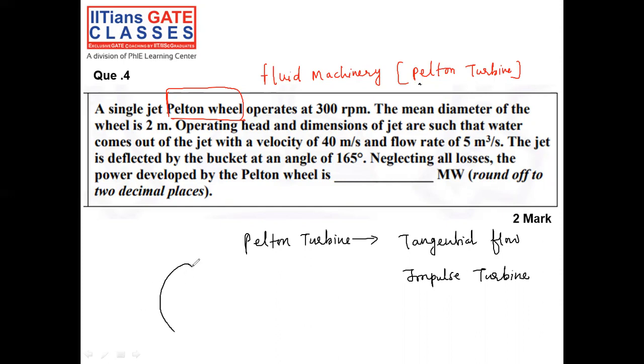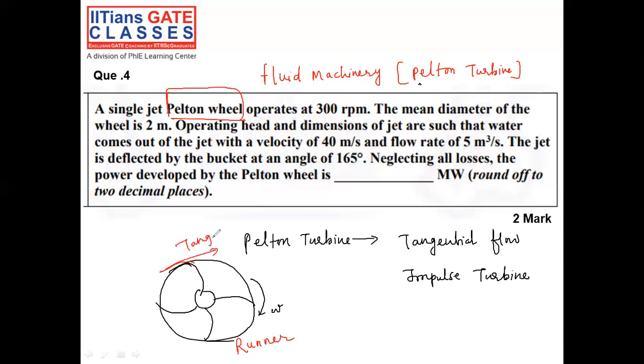Look at the wheel structure. Let's say there is a runner and there is a blade mounted over there, and it is rotating in this particular direction. This is nothing but a runner. What I'm drawing is the tangential direction. Whenever the fluid comes out from the nozzle and impinges onto the turbine blade, it moves in this direction, that is the tangential direction. And this type of flow direction happens in the Pelton turbine.